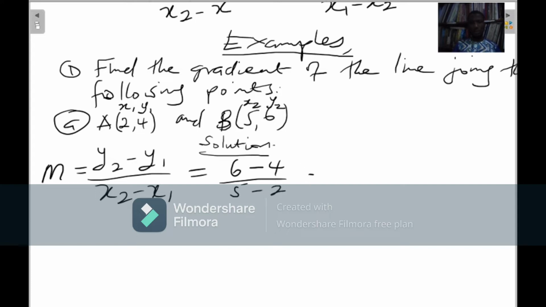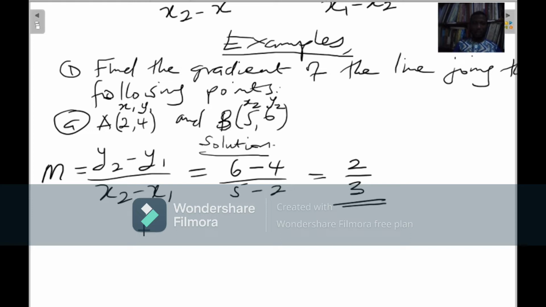And this is going to be 6 minus 4 is 2 and 5 minus 2 is 3. It means the gradient of the line joining these 2 points is 2 over 3, or 2/3, the gradient or slope of the line joining the 2 points.